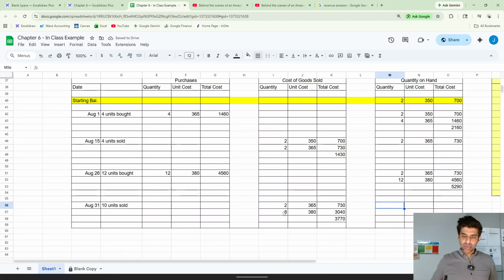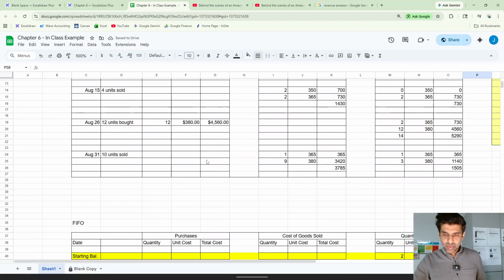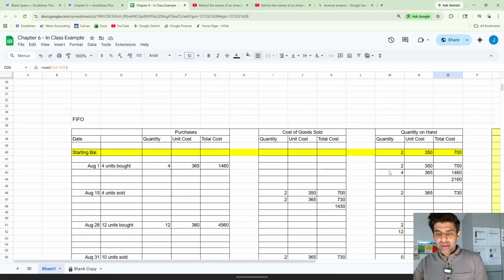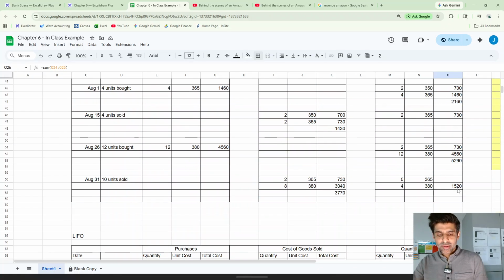Okay, so what do we have left over? Well, we have 0 units at 365. And we have 4 units at 380. Okay, so we can see we have different ending inventory balances, right? 1505 with specific identification, which is arbitrary. We were just kind of randomly picking units here. This one is different though, just by changing the method.